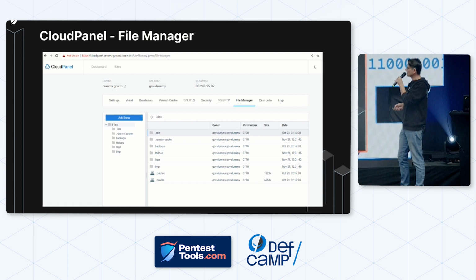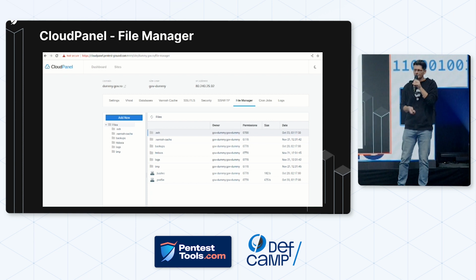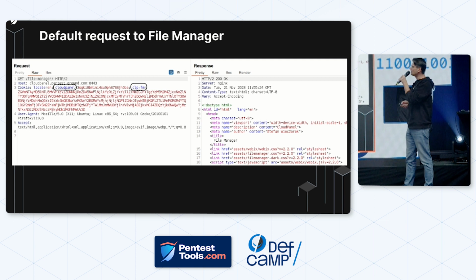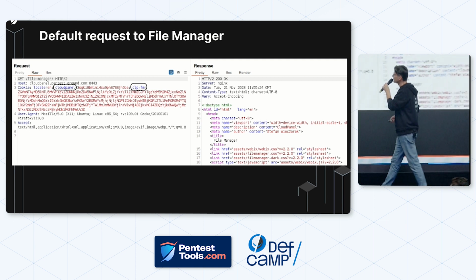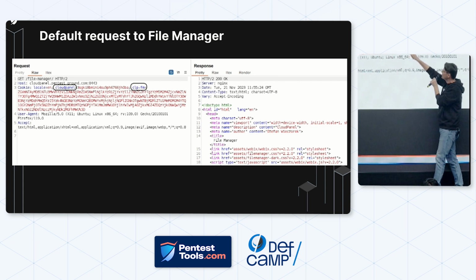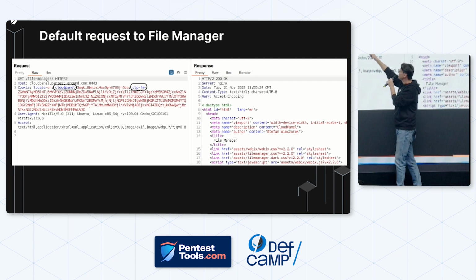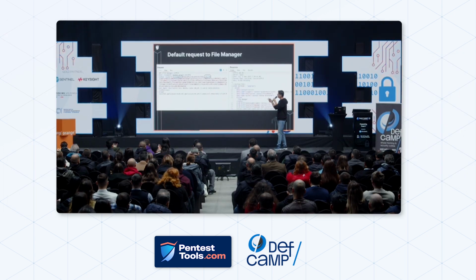Now, why is this important? This is important because the vulnerability lies in this component, in the file manager. And here is a default request to the file manager. You can see here that the browser sends two cookies. One is called cloudpanel, which is the session cookie, and the second one is called clp-fm. CLP comes from CloudPanel and FM from File Manager. So you basically need these two cookies to access the File Manager component.